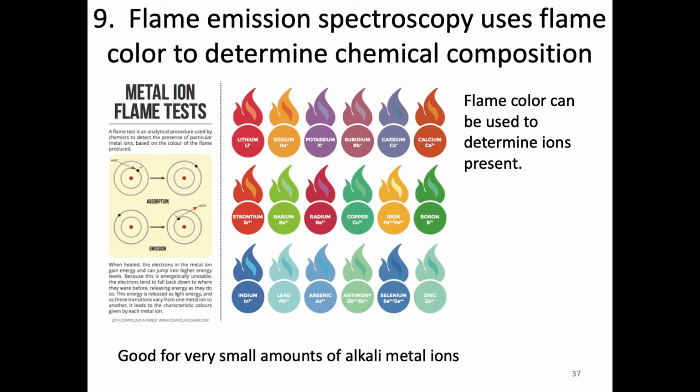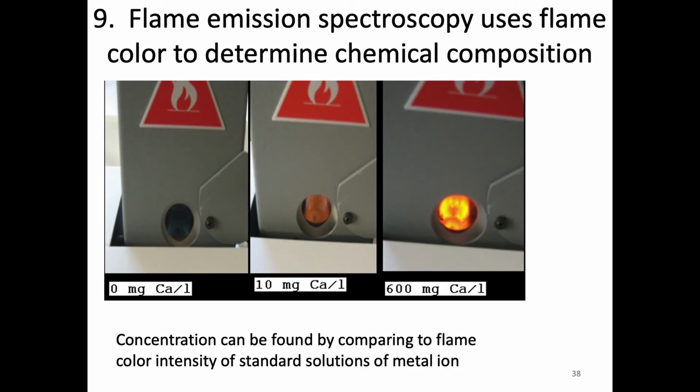We can determine what elements we have present and also get a very precise, accurate method for determining small amounts of these types of elements. So we can get what the composition is of this material. It's very good for small amounts of these alkali metals, and so it uses the color, but also the concentration. So this is an example.